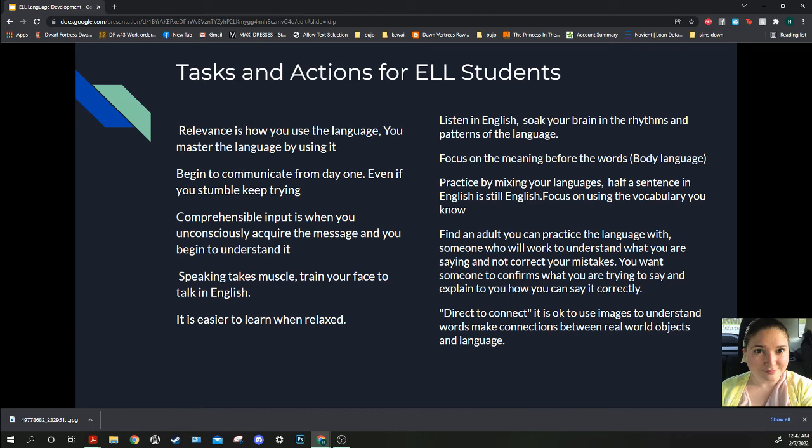Even if you stumble, keep trying. ELL students need to communicate. There is, however, a silent period where students are just building their knowledge and understanding of what someone may be saying. The problem is practice makes perfect. They have to practice, and there is a lack of confidence that these students need to have.